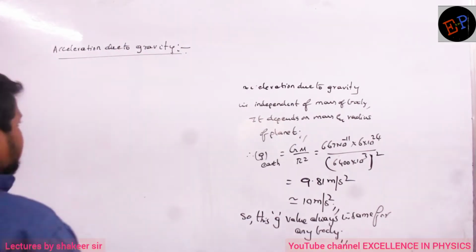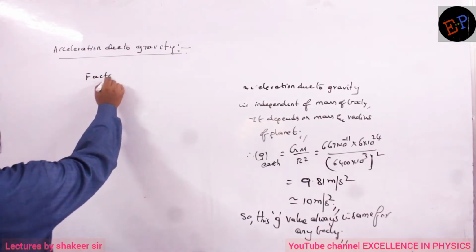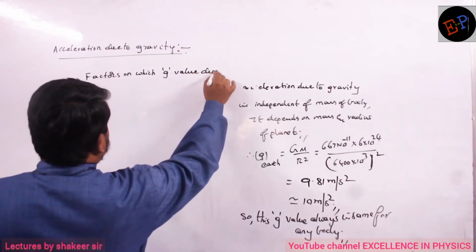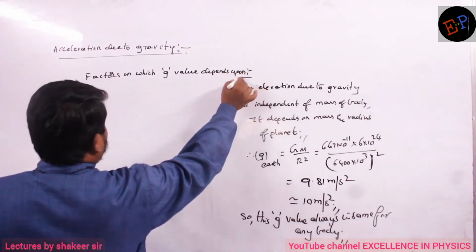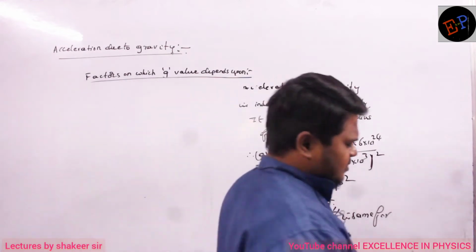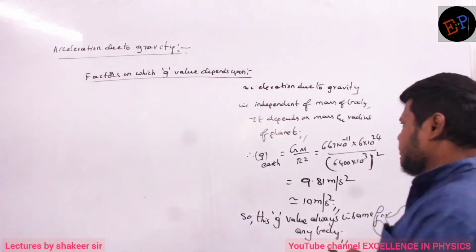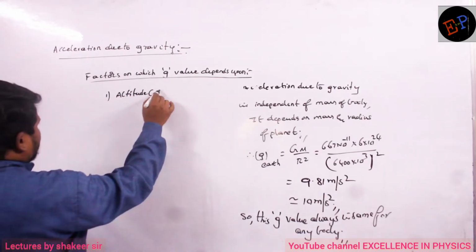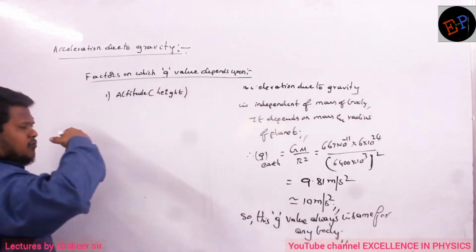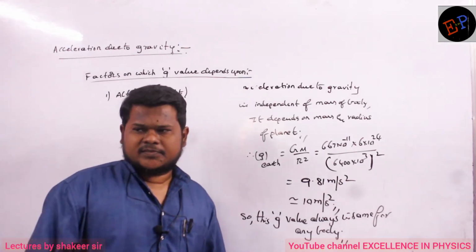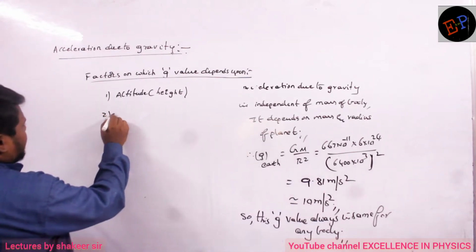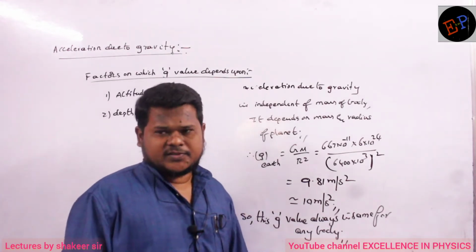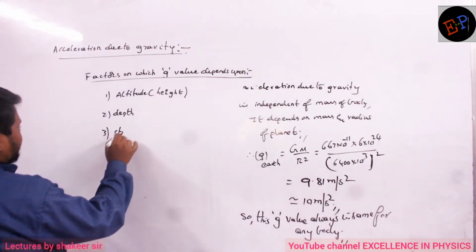So next we study factors on which g value depends upon. Okay. So on how many factors the acceleration due to gravity depends upon? First of all, it depends upon altitude, or you can call it as height. So if you go far away from the surface of Earth, then g value reduces. Clear? Similarly, it depends upon depth also, depth inside Earth. If you go deeper inside the Earth, then also g value reduces. Okay, ma? It depends on shape of Earth.